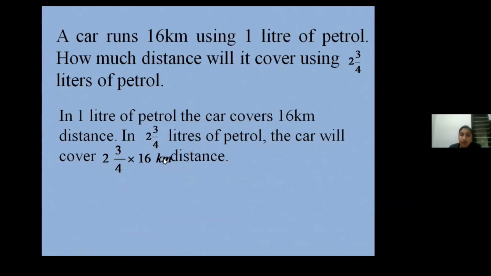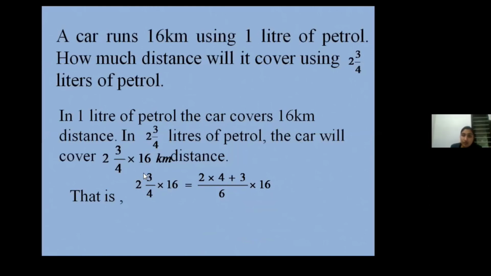If it is 2 liters of petrol, the car covers 2 into 16 kilometers. Here the question is given 2 3 by 4 liters of petrol, so you have to multiply 2 3 by 4 into 16. The quantity of petrol you have to multiply with the distance. That is, here we have to find 2 3 by 4 into 16 kilometers. This is multiplication of a mixed fraction with a whole number, 16 being a whole number.